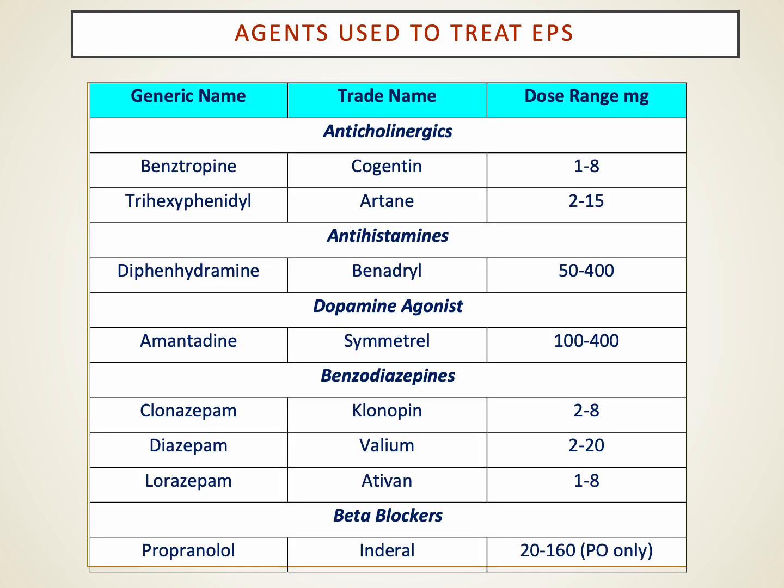The agents used to treat extrapyramidal side effects are typically either antimuscarinics, antihistamines, benzodiazepines, or occasionally beta blockers. Usually the two we go with most often are the benzodiazepines in conjunction with Benadryl or diphenhydramine. That's particularly true for the acute dystonic reactions. The anticholinergics, per se, Cogentin and Artane, probably have a better track record in pseudo-Parkinsonian features where tremor's a big issue, but we don't see those used all that much anymore.